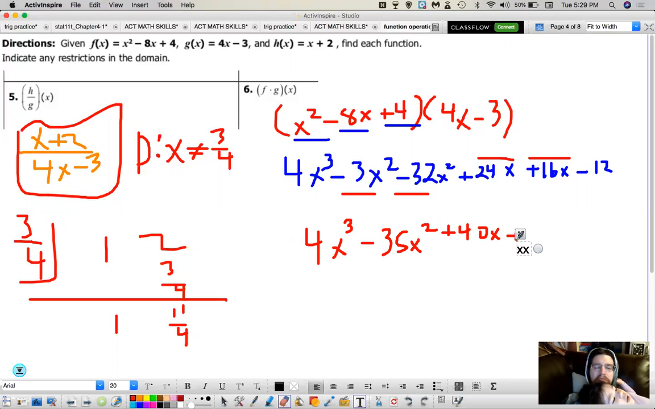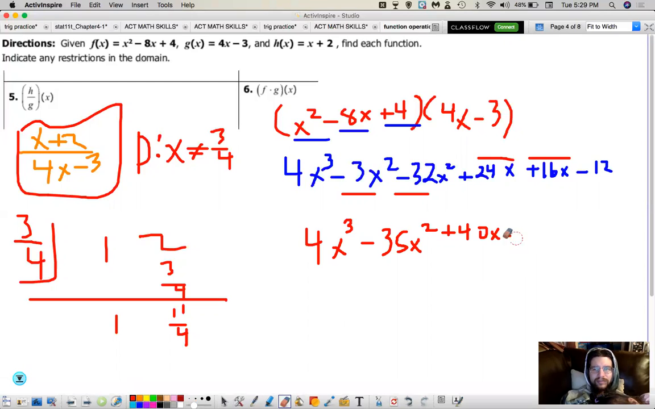minus, hang on, almost there. Oh, it's almost there. Minus 12. Good. And the domain is all real numbers.